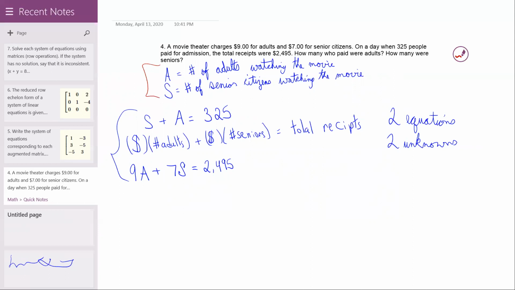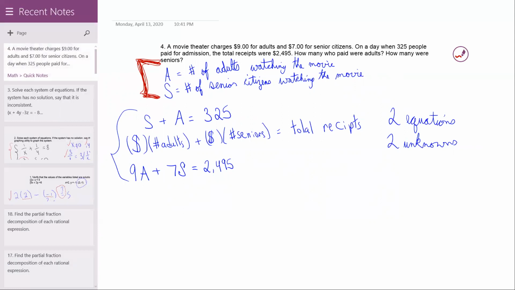But this is how I want you to make your variables and define them on an exam and on labs if possible, because this is very, very clear. I don't want to see you say A equals adults or whatever, because then I don't know what about the adults you're measuring. Because there's a cost for adults, there's a number of adults. This really specific definition with A equals the number of adults watching the movie and S equals the number of senior citizens watching the movie is very specific and easy to follow.